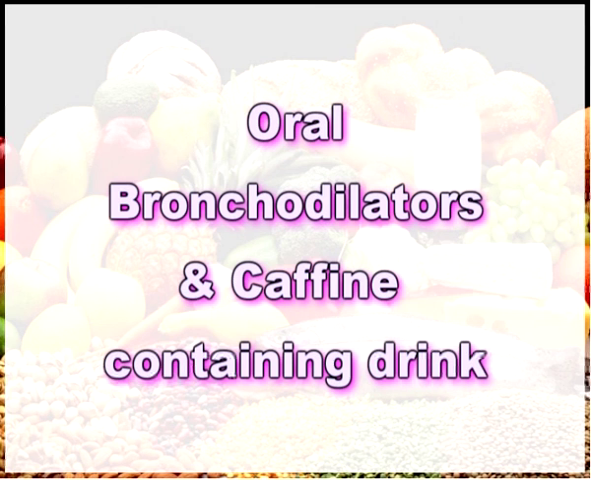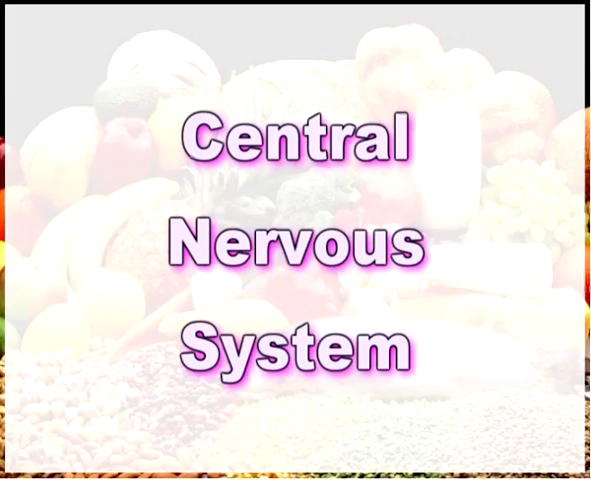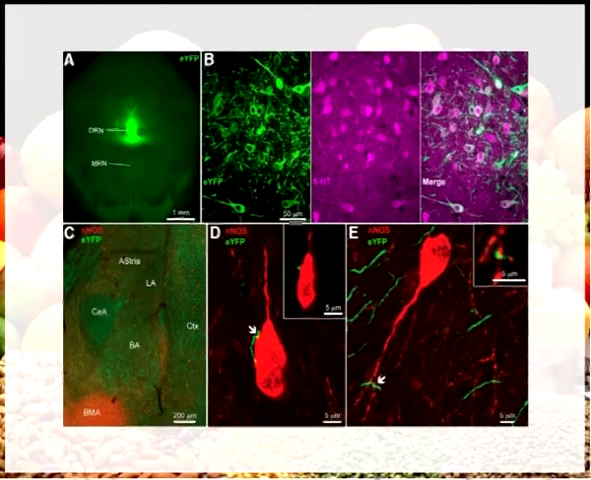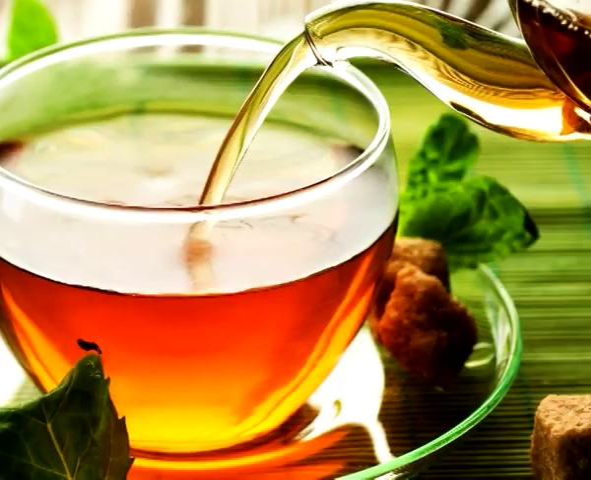Interaction of oral bronchodilators and caffeine containing drinks. Both oral bronchodilators and caffeine stimulate the central nervous system. Using bronchodilators with food and drink that have caffeine can increase the chances of side effects such as excitability, nervousness and rapid heartbeat. While on theophylline therapy, which is a xanthine derivative, consuming large amounts of caffeine containing food like chocolate, cola, coffee or tea that contain xanthine can increase the risk of drug toxicity.